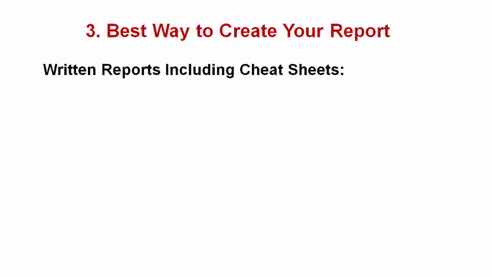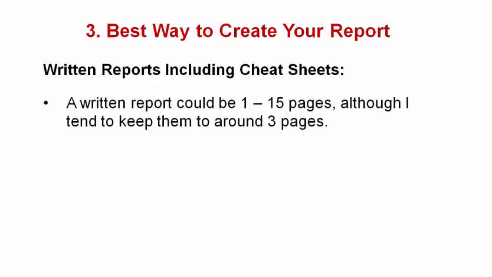Best way to create your report: written reports including cheat sheets. Okay, so we talked about video. This is the written aspect, written type of free report. A written report could be 1 to 15 pages. Well, I tend to keep them to around 3 pages. I find that's fine. It just gives people a good overview of what needs to be done and what the issues are that need to be addressed.